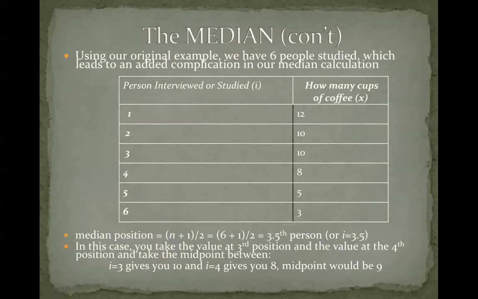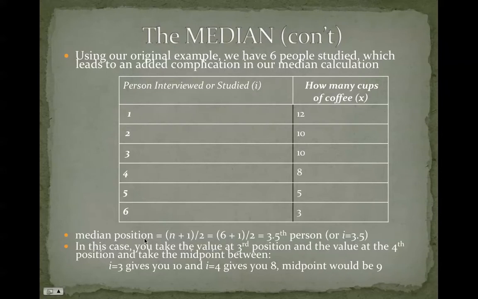If we go back and use the original data we had for the calculations of the mean, we actually only had 6 people in that data set. This is that same data here: 12, 10, 10, 8, 5, 3. We have 6 people studied, and it's a little bit different when we have an even number for a sample size.